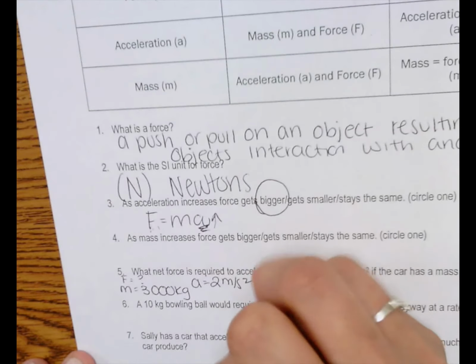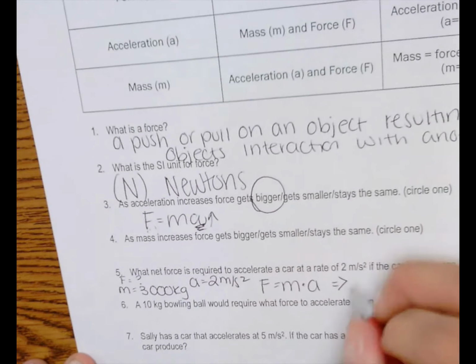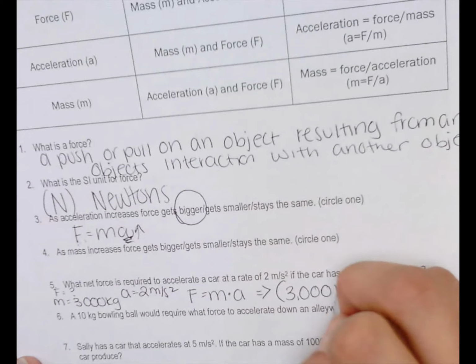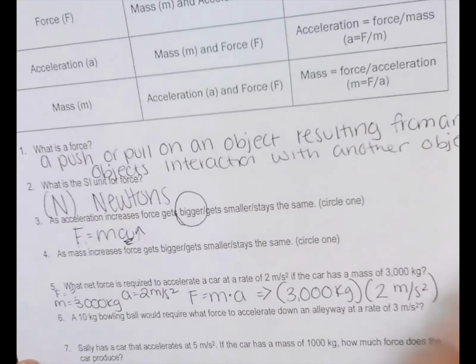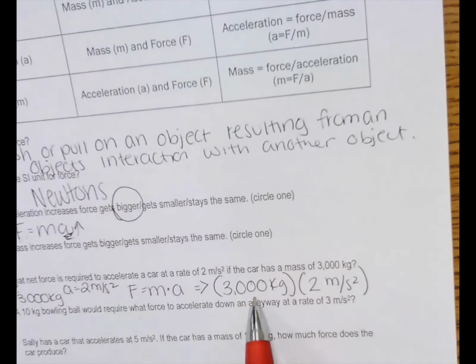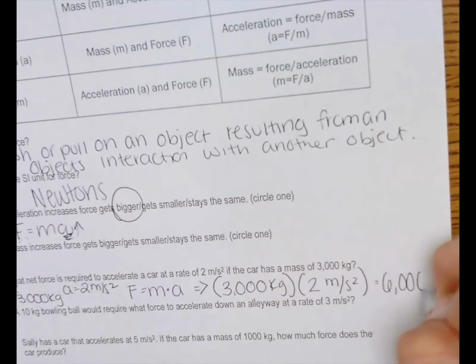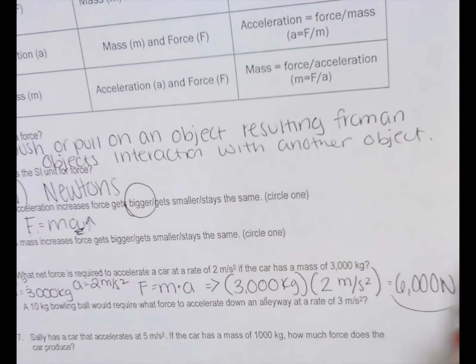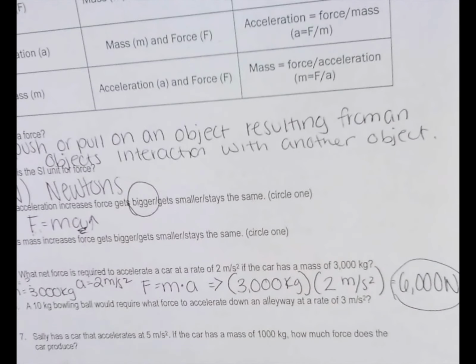Guys, if we know that force equals mass times acceleration, all we have to do is take the mass, which is 3,000 kilograms, and multiply that by the acceleration of 2 meters per second squared. 3,000 times 2 gives us 6,000. And what is the unit for force? Newtons. Exactly right. All right. Number 7. Let's skip number 6. You can do that on your own or check the key.